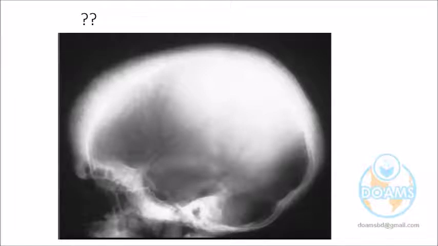The skull bones. What is the appearance there? Diagnostic of what? Thalassemia. What feature tells us that this is thalassemia? Hair on end appearance. Hair on end appearance.